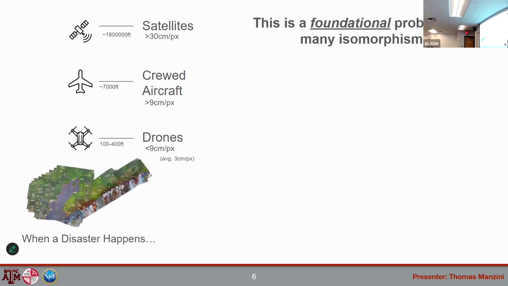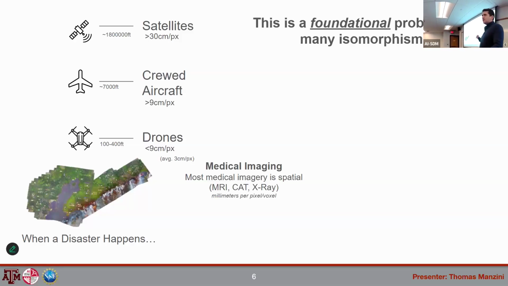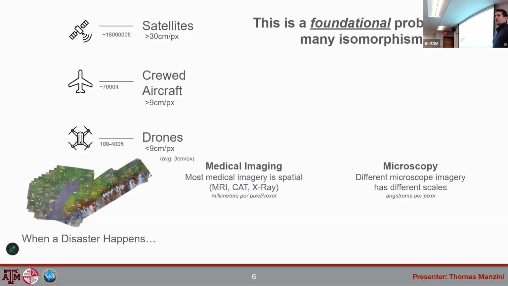So I guess with that, I should probably call out that this is not just a problem in disaster response. This is a pretty foundational problem that bridges a lot of different disciplines. Medical imaging: when a patient comes into a trauma center, a bunch of scans get ordered all at the same time. They can get sent for MRI, CAT scan, they can get labs pulled, or x-rays as well. And a lot of this imagery collected for medical patients also has this spatial property, also has this disparate source property. Same thing comes up with microscopy. You could have a sample that you want to image with a bunch of different microscopes. Those microscopes are going to have different spatial resolutions as well.